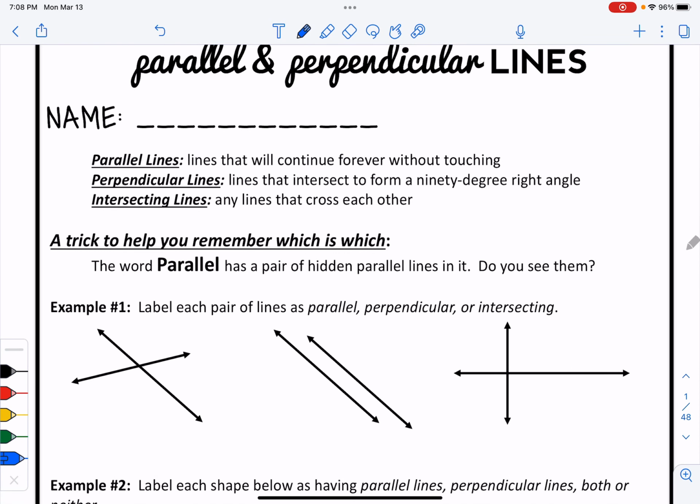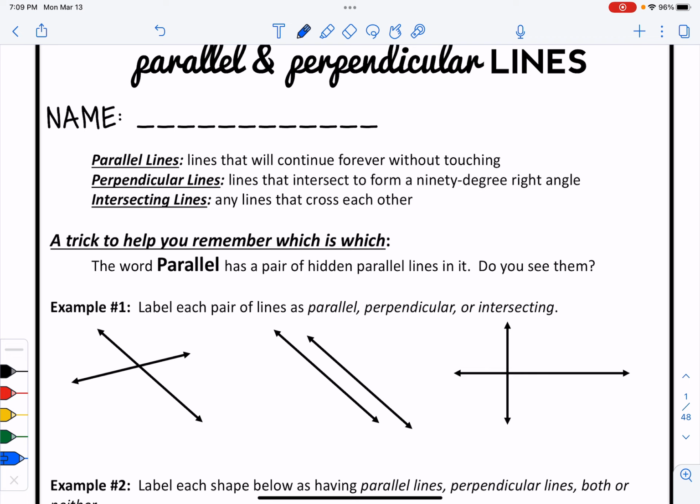Okay, we're going to talk about parallel and perpendicular lines. We have talked about them before. We know a song about them, the robot song. Unfortunately, the song wouldn't link into this slide deck for review, but you can remember it and do the actions.